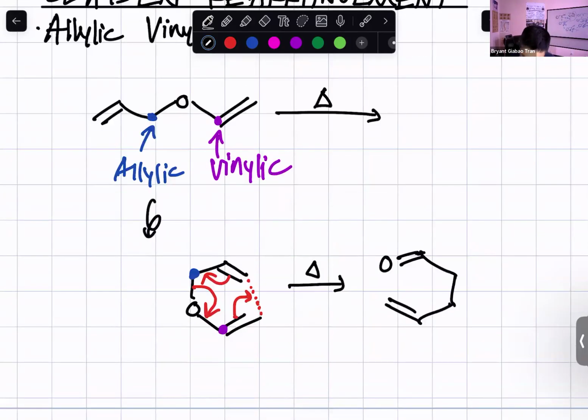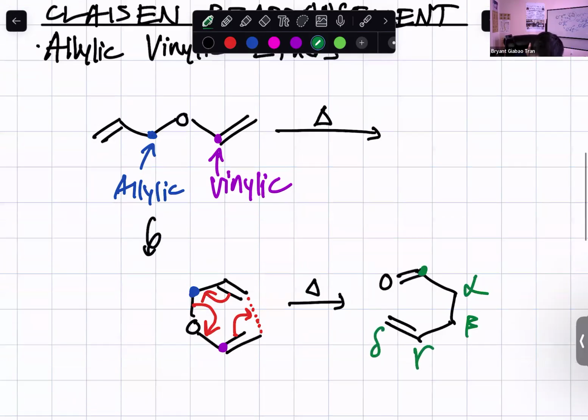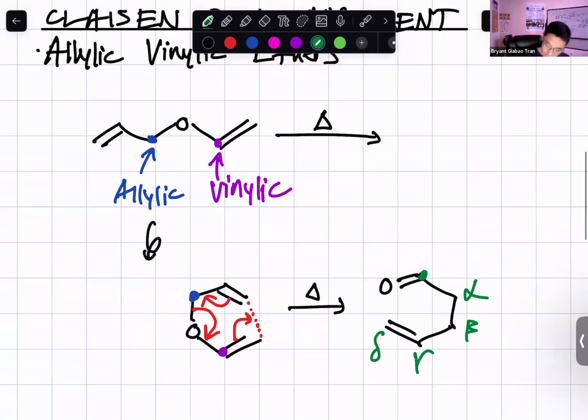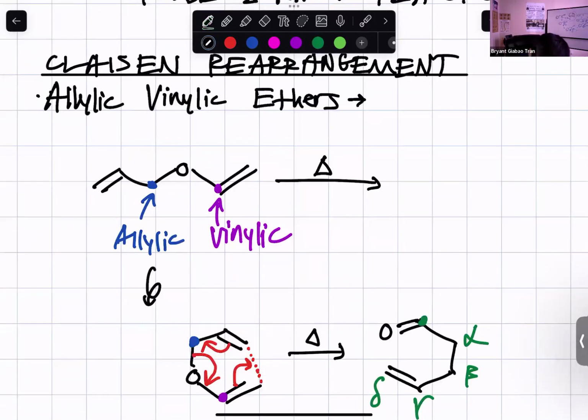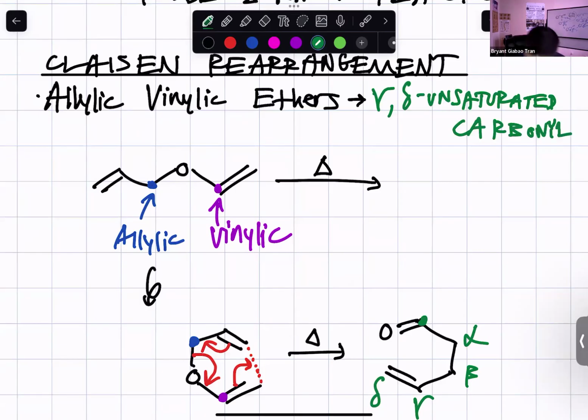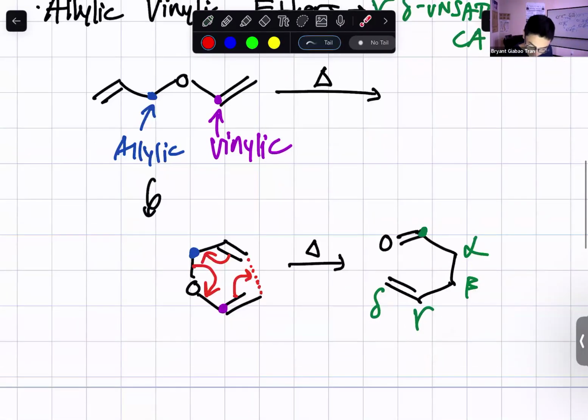And you could say that if this is the carbonyl carbon, this is the alpha carbon, beta carbon, gamma carbon, delta carbon. We could say that Claisen rearrangement products will always give you a gamma delta unsaturated carbonyl. Right? And that's how you could confirm your product to make sure you get the right product. Does that make sense so far for Claisen rearrangement?